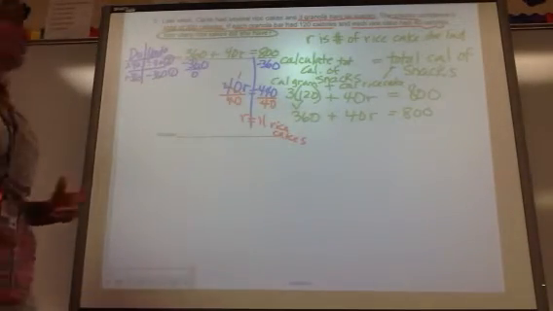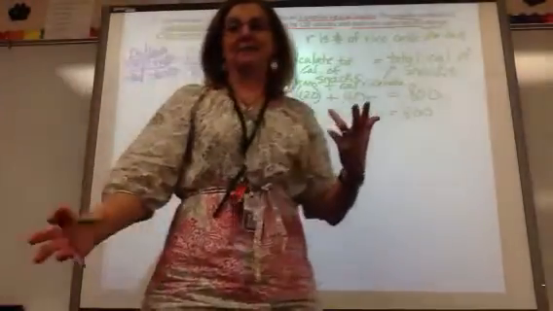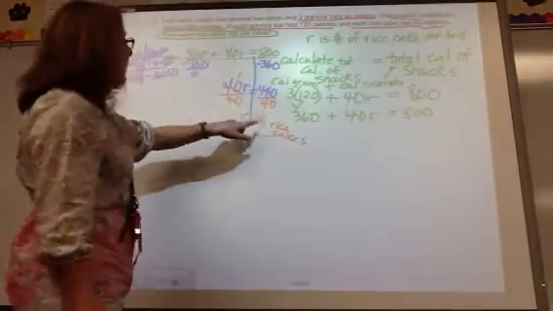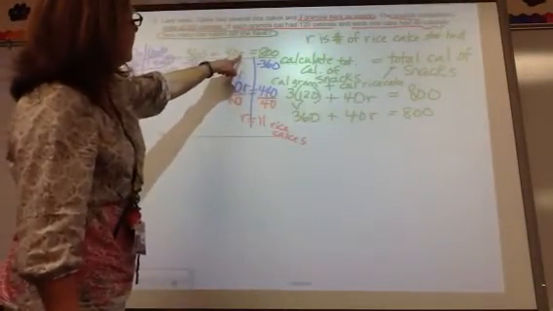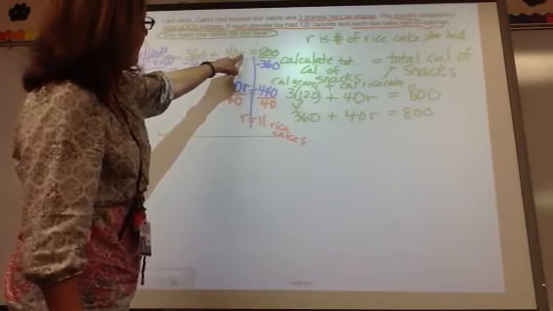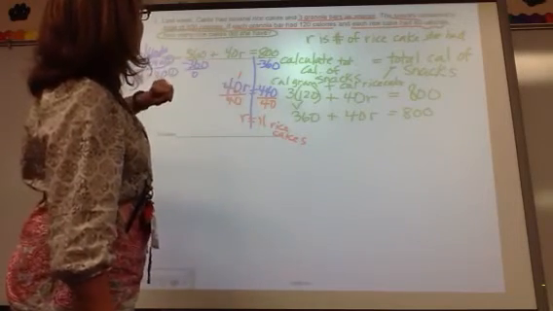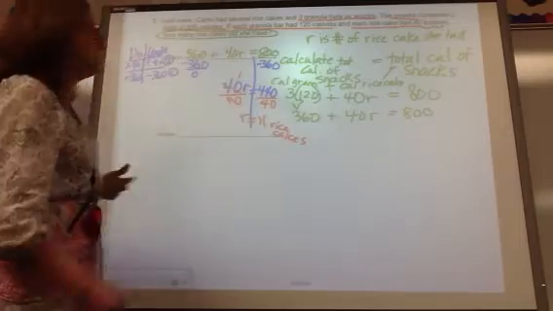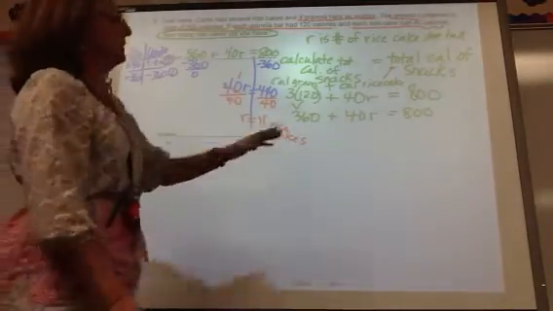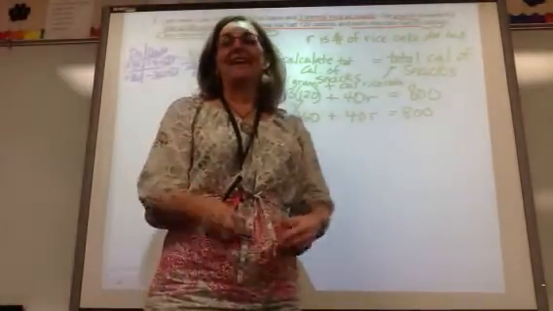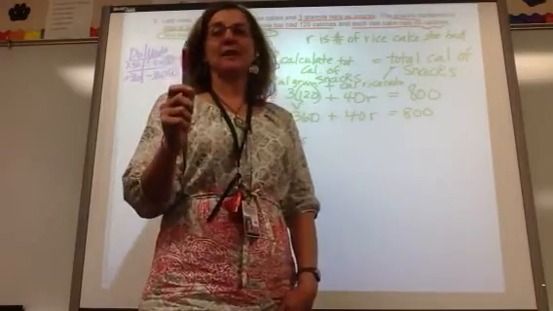All right, so now we have to check it. Does that make sense? Let's put it in. 11 times 40 would be 440, and then 440 plus 360 would be 800. So yep, makes sense. It works. So we've got it. Now we're finished with this one.